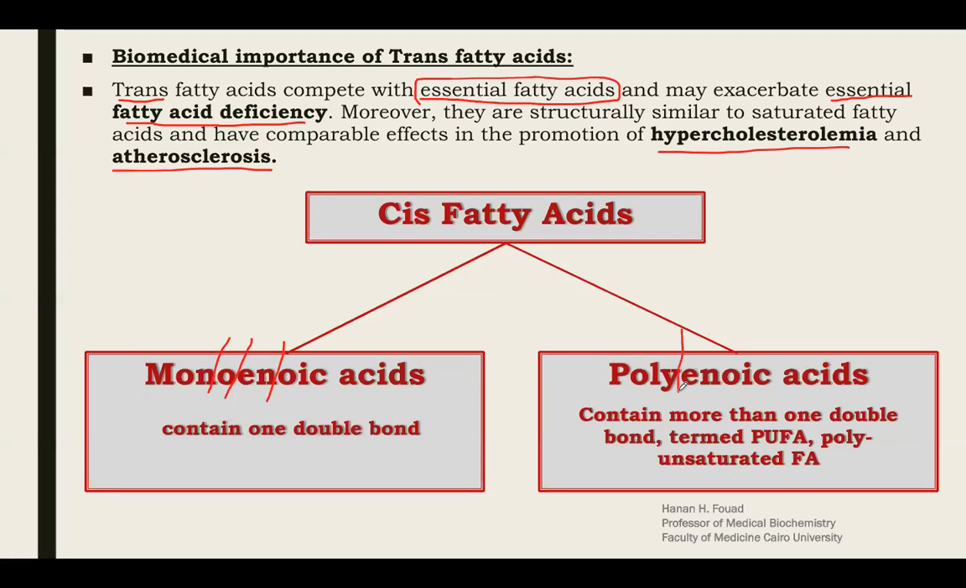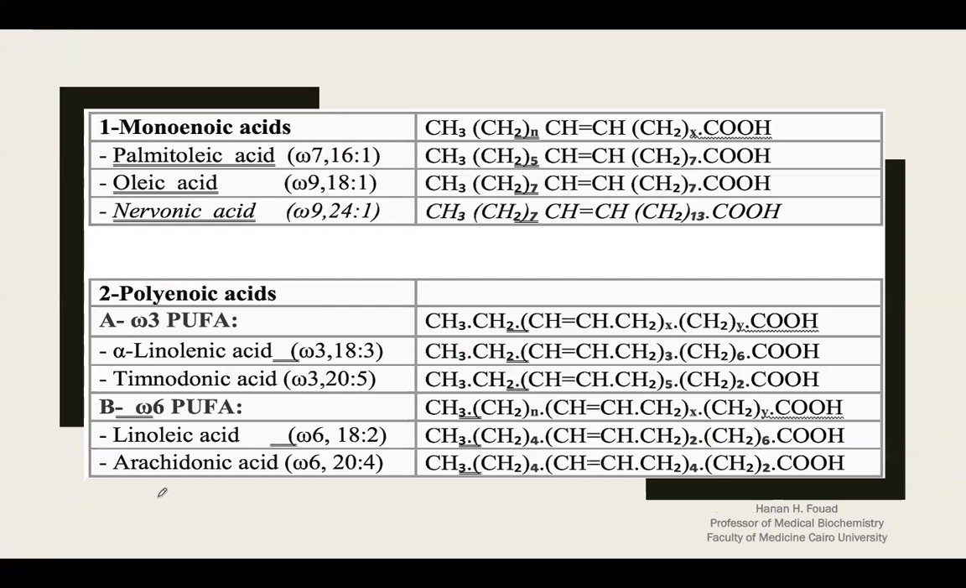Poly means multiple. En means double bond. Okay? Polyenoic acid contains more than one double bond, may have two double bonds, 3, 4, 5 double bonds. Term it poly, we take capital P. Unsaturated, we get capital U. Fatty acid, FA. Term it PUFA, polyunsaturated fatty acid.